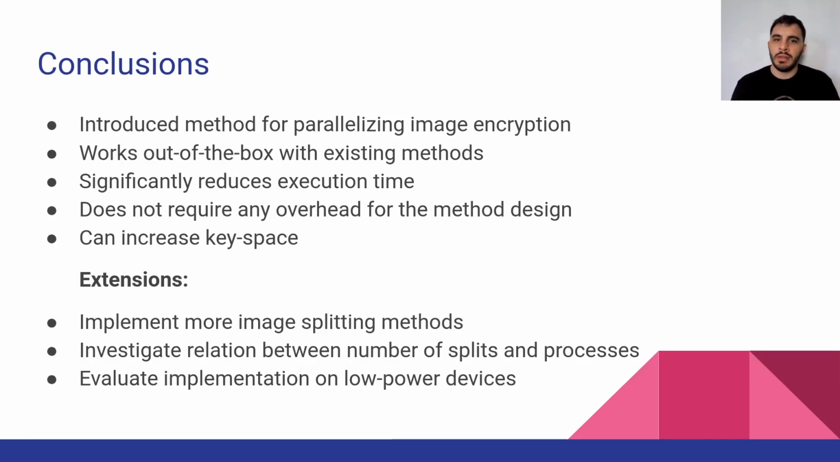To conclude, we introduced a method for parallelizing image encryption that works out of the box with existing methods, and it can be used with any other developed method without any additional overhead in the design. So the methods that can be combined just require an image and the key as an input, and if they provide the encrypted image, they are compatible with our method. We saw that this method significantly reduces execution time, and it can also increase key space. And to see this, consider that we split the original image into smaller parts and encrypted each one of them. So for each one of those parts we can now choose a different encryption key, and this by default increases the key space, although optional, so we can have a method that is even more resistant to brute force attacks.